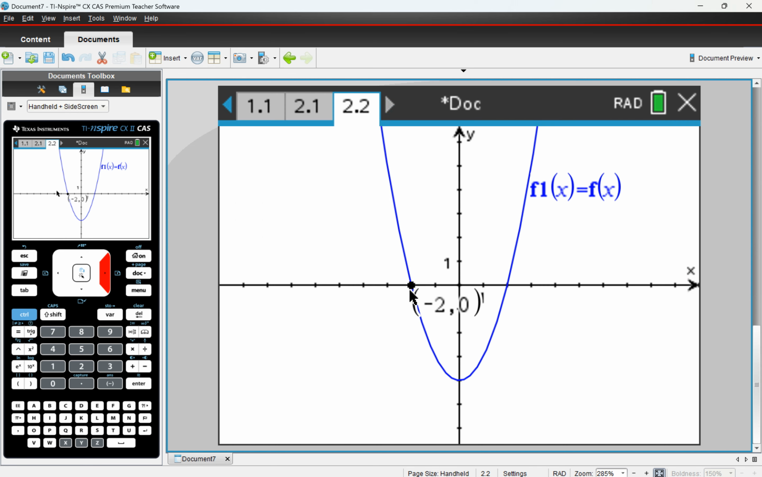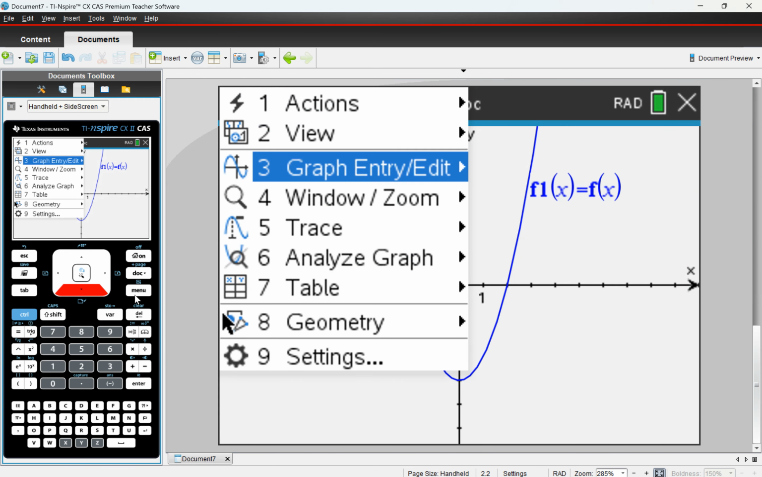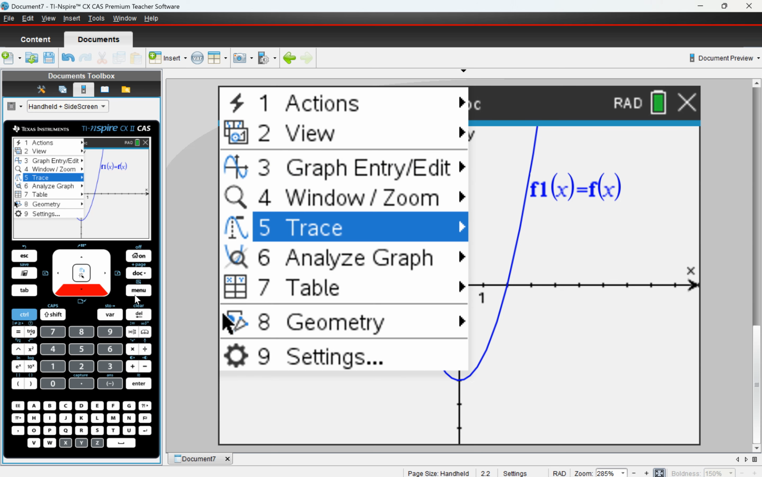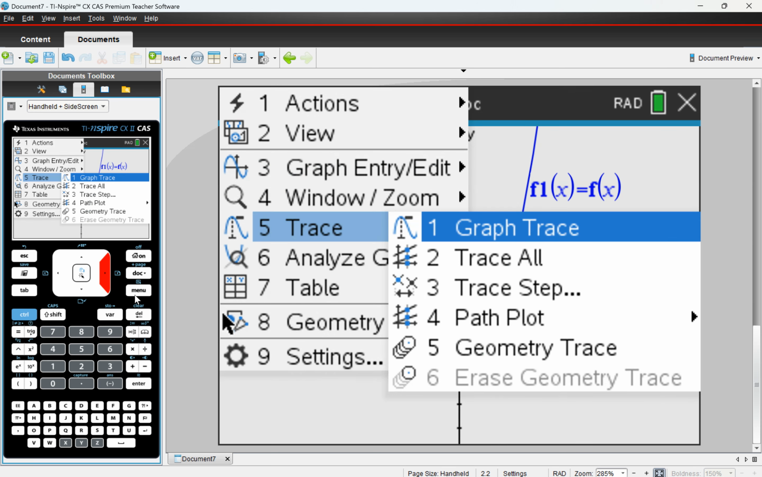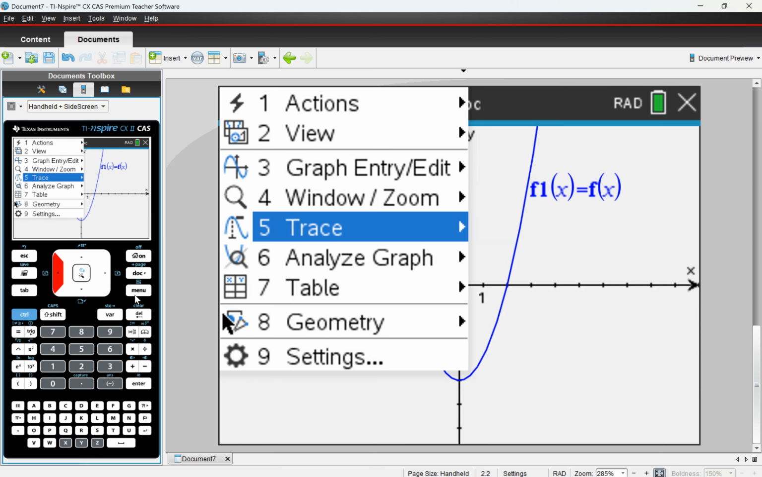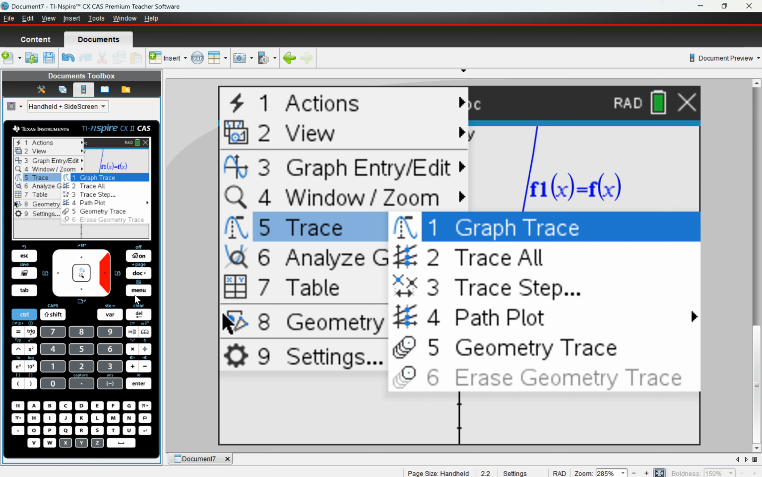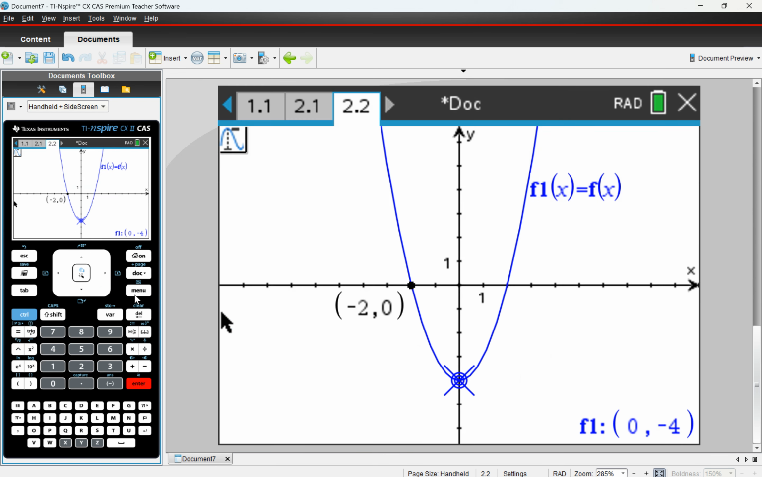How students normally find the y-intercept, though, is they go to menu, and I don't normally teach this one, but you guys can use it. It's called trace. So menu number 5, trace, and graph trace. What's nice about graph trace for the amateurs is that when you move left and right, it'll kind of magnetically stick to key points. So you see how if I'm moving to the y-axis, it naturally touches and it tells you the y-intercept is 0, negative 4. So if you press enter, it just puts a point there.